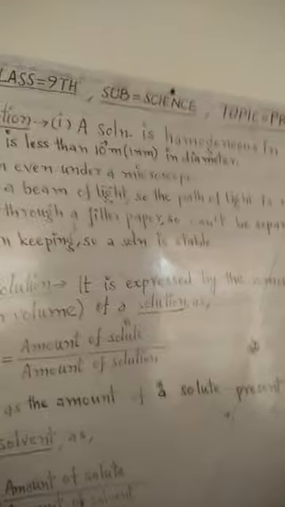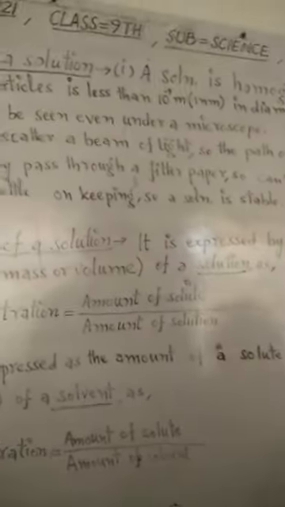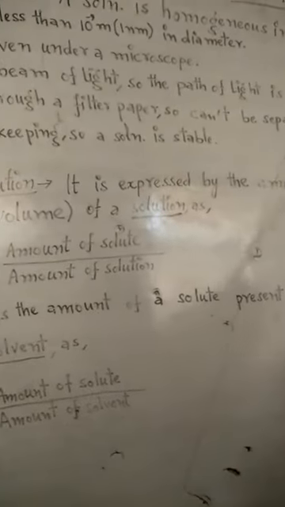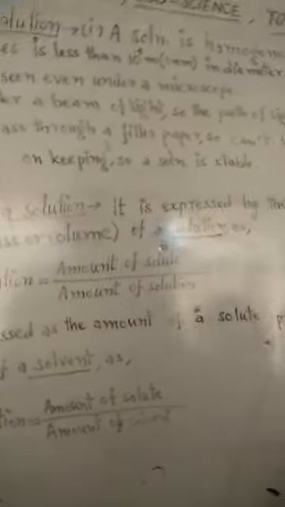Fifth property is the particles easily pass through a filter paper, so they can't be separated by filtration. This means the particle size is very small. They can't be filtered by a filter paper. So a filter paper cannot separate the particles of a solution, or filtration does not take place in a solution.